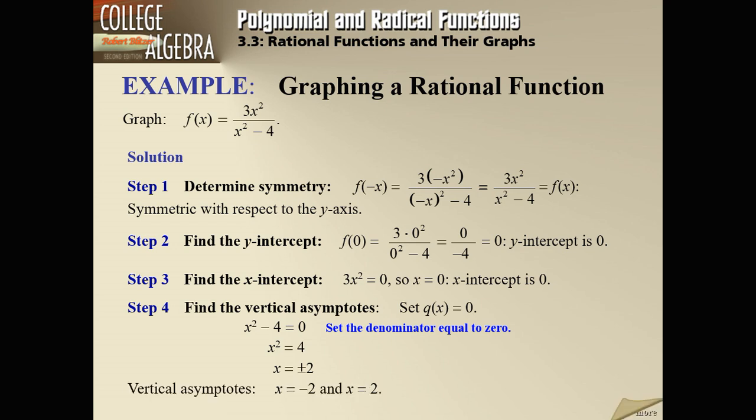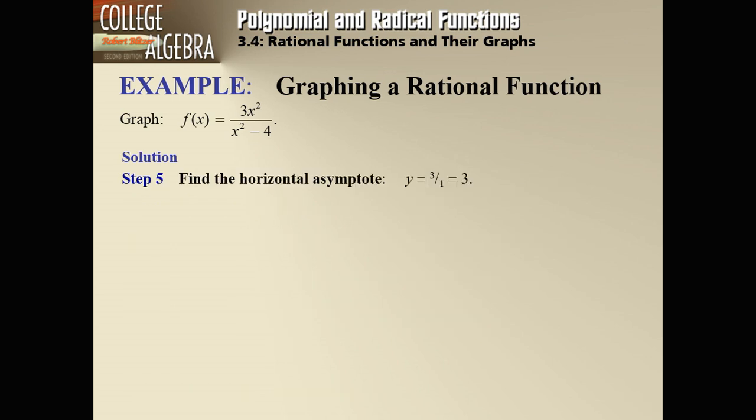Okay, so our vertical asymptotes are x equal to negative 2 and x equal to positive 2. Meron na tayong 4. Susunod, step 5 is find the horizontal asymptote. Again, makikita natin dito na equal ang n at saka ang m natin, ang degree natin. So, equal ang degree ng numerator and denominator. So, 2 is equal to 2 of course.